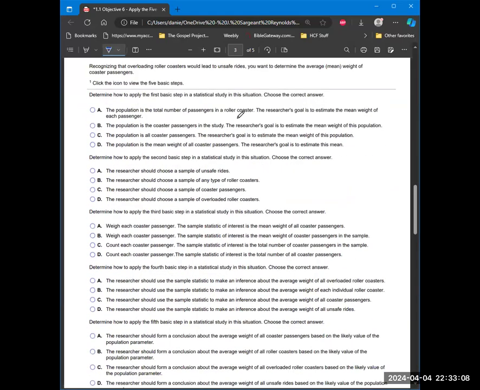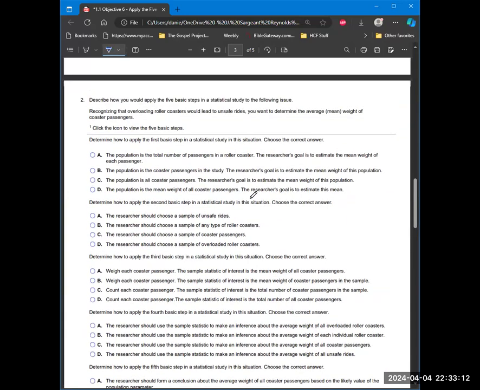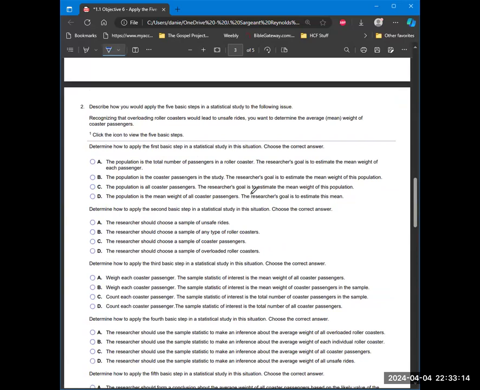Let's look at our second example here. We're only going to have 2 examples. So describe how you would apply the 5 basic steps in a statistical study to the following issue. Recognizing that overloading roller coasters would lead to unsafe rides, you want to determine the average or mean weight of coaster passengers. So let's go ahead and ask these questions.